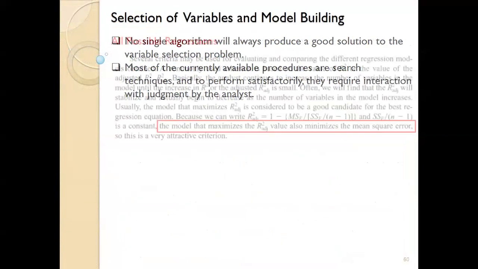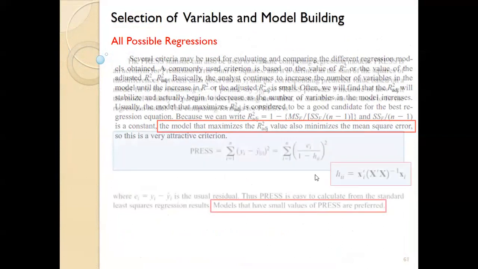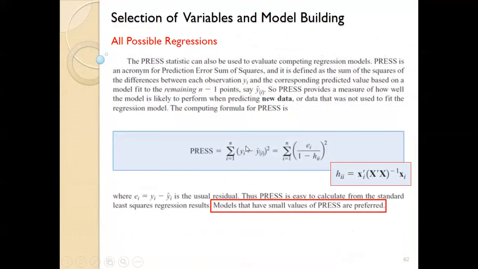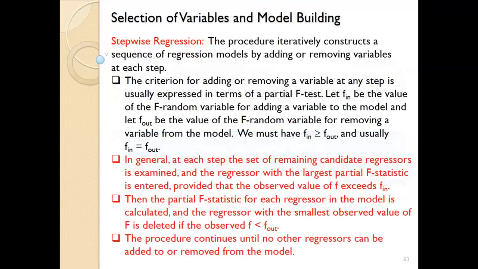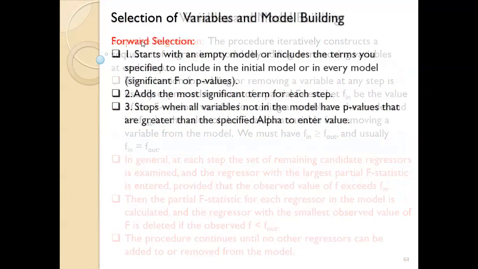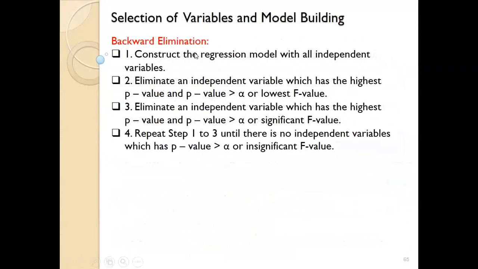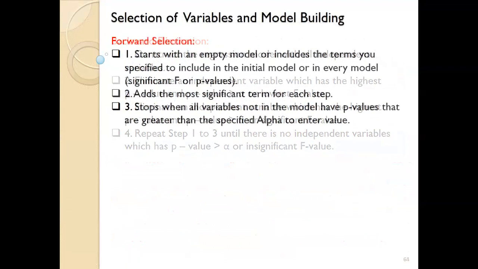We have this term to predict that, and the model that has a small value is preferred. This is another value to check. You can check based on R square or adjusted R square, you can test based on P value or F0, or you can check with other values. But there are many techniques. For the regression, we have stepwise regression, forward selection, and backward elimination, 3 types of technique.